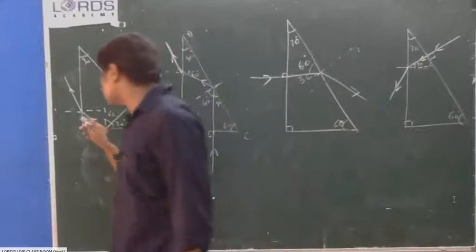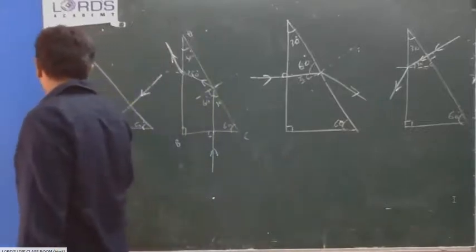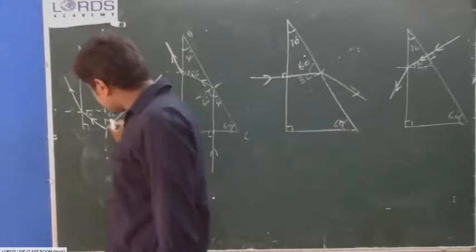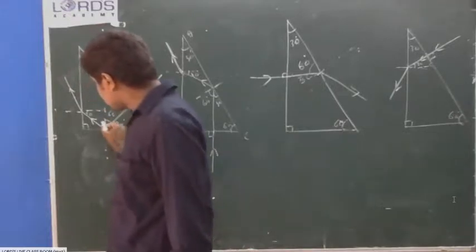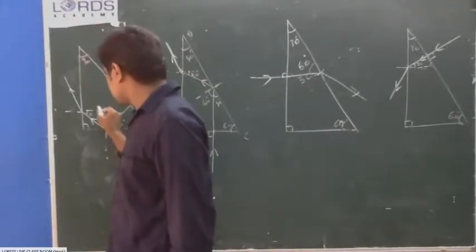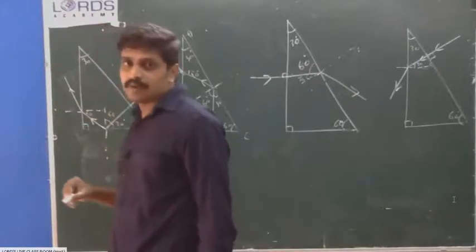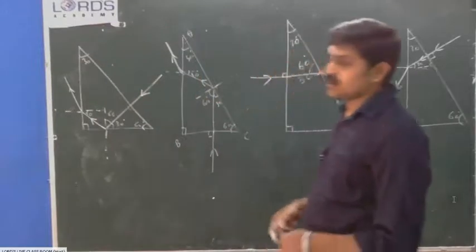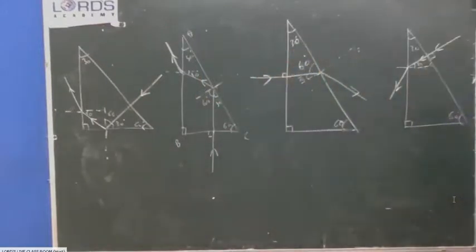Here the angle of incidence is 30 only, because this angle is 90. So this is 60. If this angle is 60, this angle also 60. This angle is 90, so the remaining angle will be 30. So at a 30 degree angle it does not undergo total internal reflection.